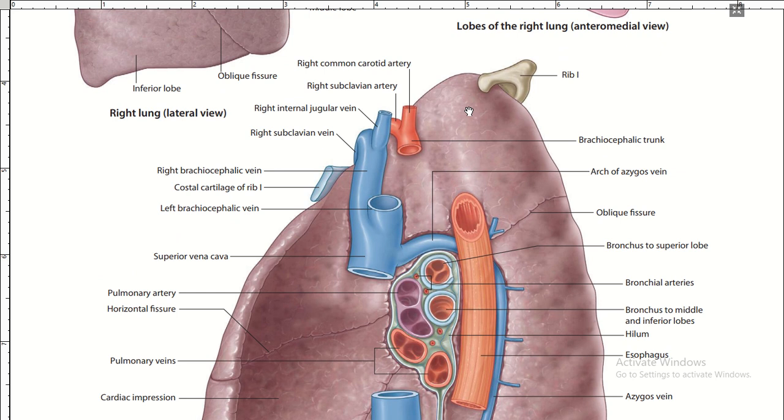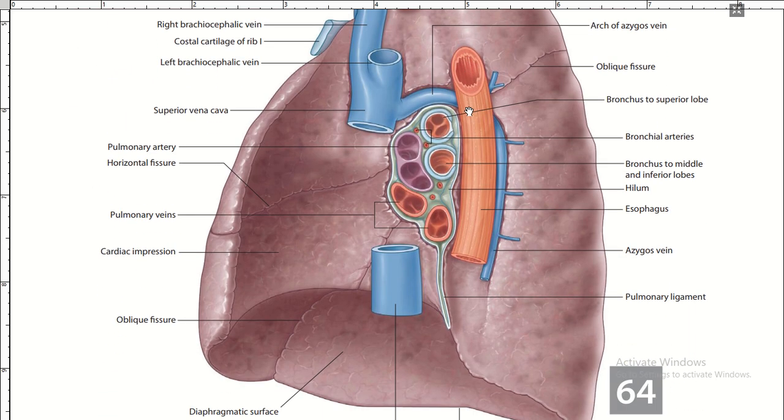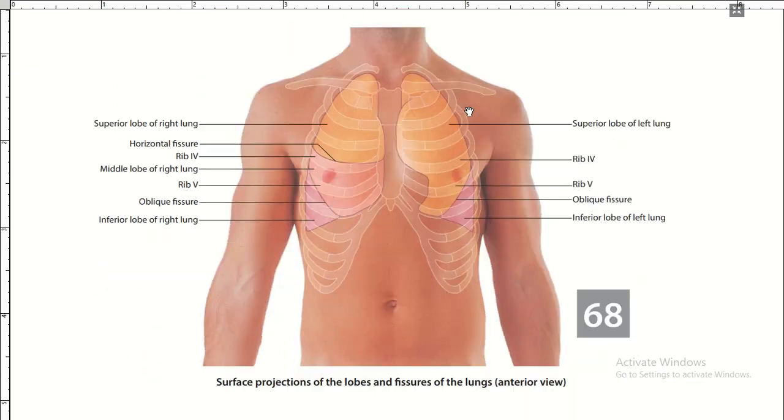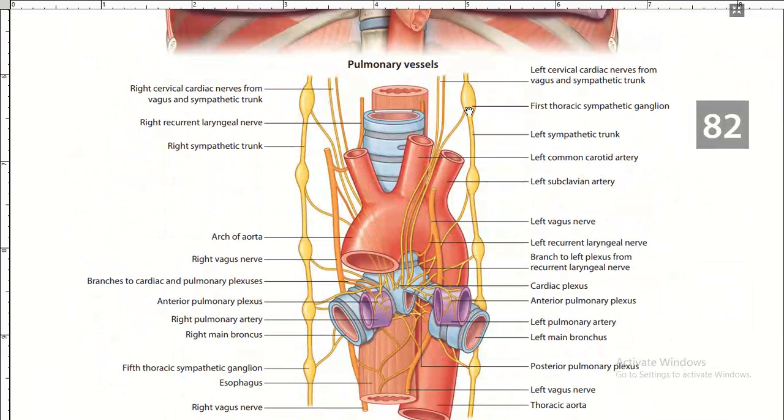Now let us go to the lymph drainage of the lung. The lymph drainage of the lung. Let me see if I am able to look at the diagram.